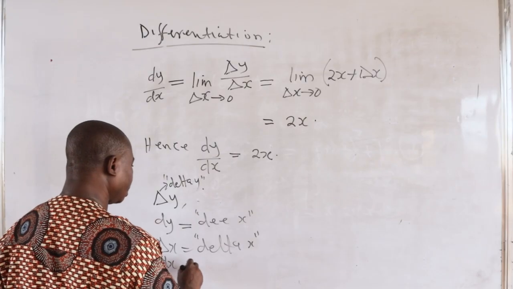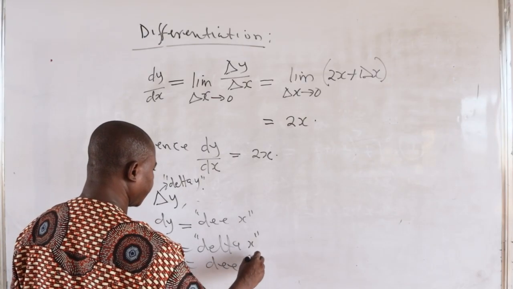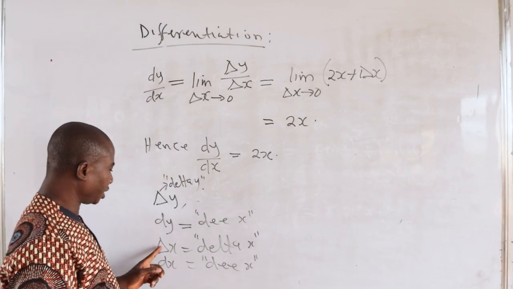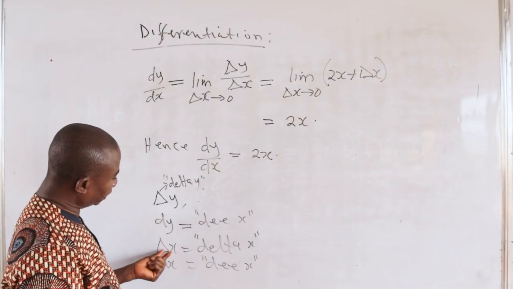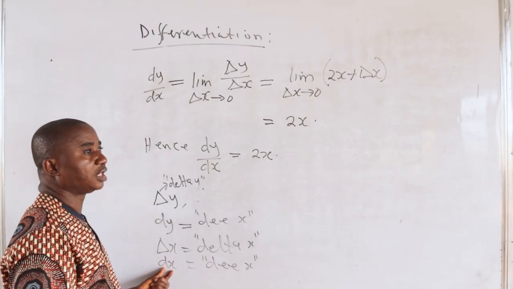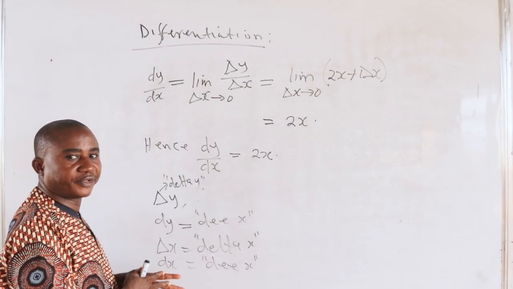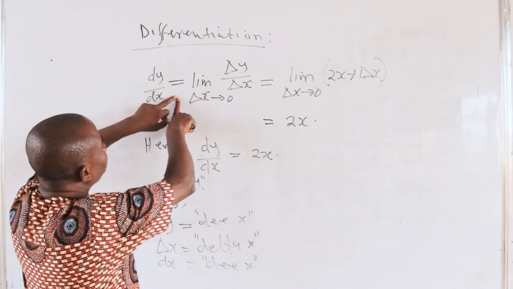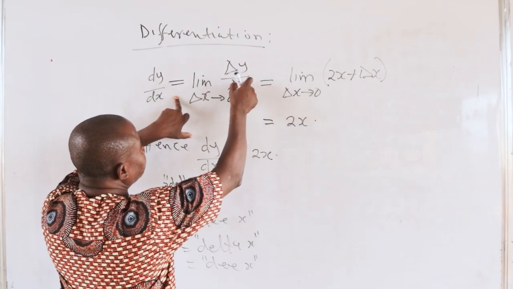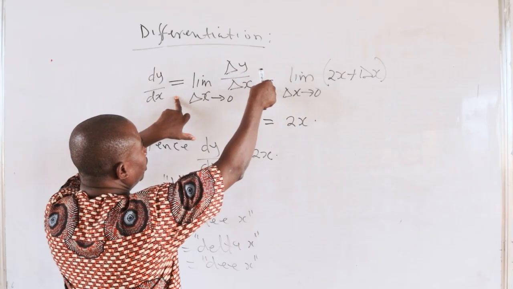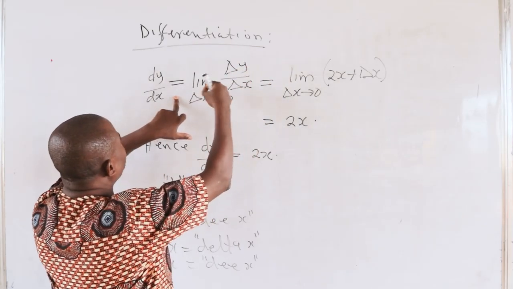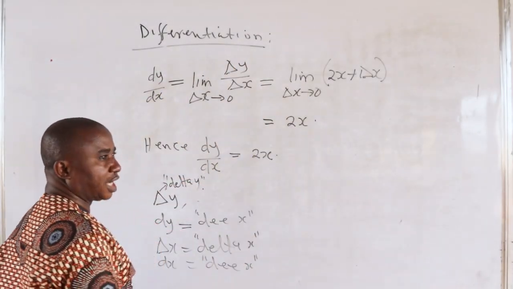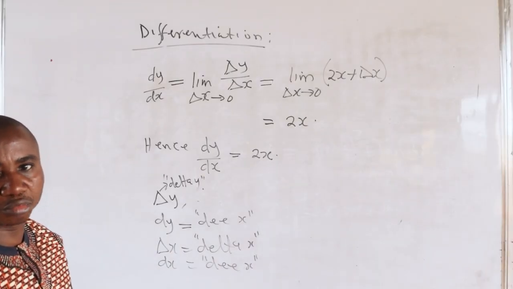And then this is dx. So of course, this is straight d, this one is delta in form. This one indicates small change in x, whereas this one indicates the full derivative with respect to x. So get used to these notations. And then you can see what happened here, that what we're saying is that as delta x approaches 0, what we get is what we call dy by dx of this quotient. So this is the whole idea behind differentiating from the first principle.